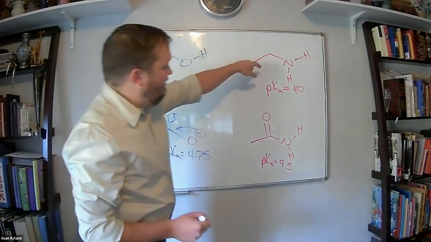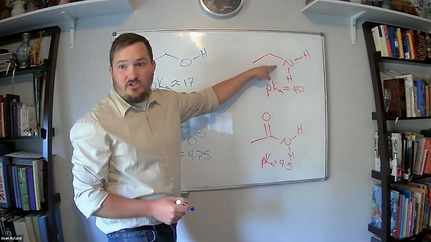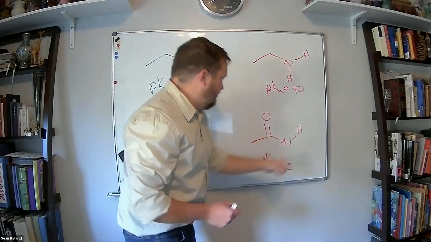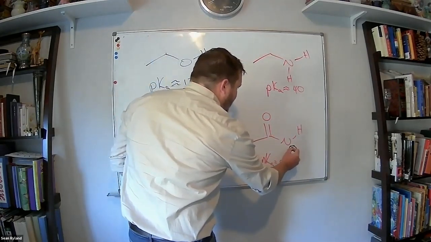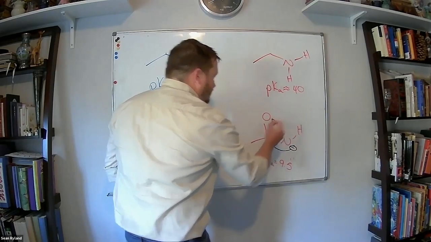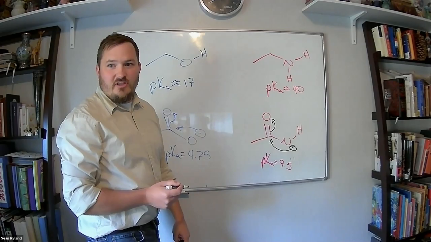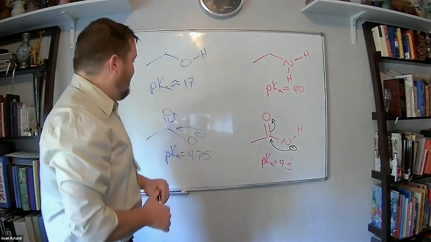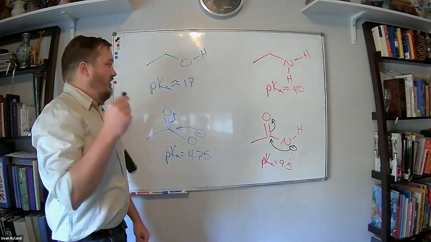And same for the amines versus the amides. Amines have no resonance structure when they're deprotonated. Amides, if you put a negative charge here, that negative charge can resonate over, and the oxygen can take that, and you can resonate the negative charge back and forth between the nitrogen and the oxygen. So that's that second criteria that makes things more acidic: resonance.